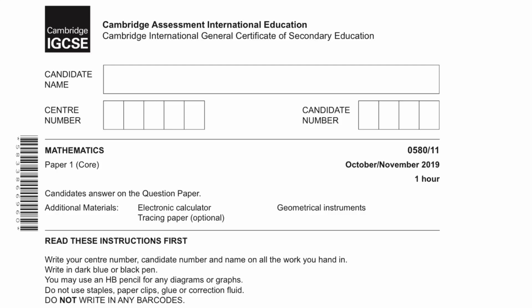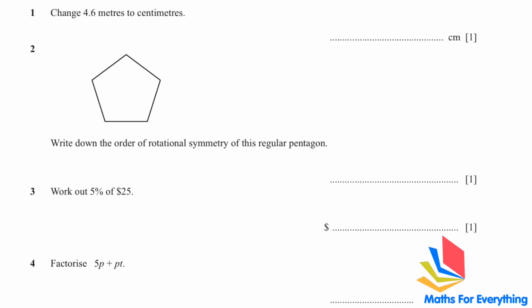So today we are going to solve Cambridge IGCSE Mathematics Paper 1 Core, Variant 1-1, October-November 2019. Let's start. The first one, change 4.6 meters to centimeters. If you want to change meters to centimeters, we multiply by 100. So 4.6 multiplied by 100 will give us 416.